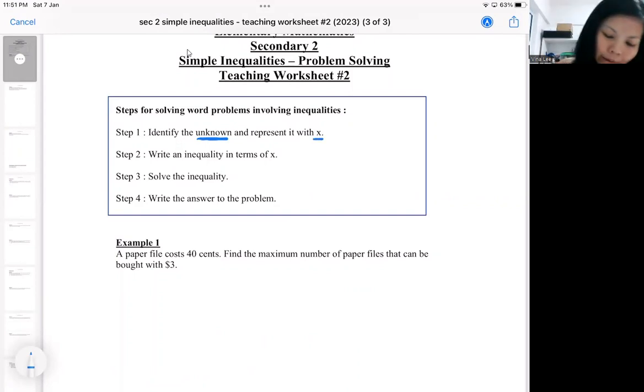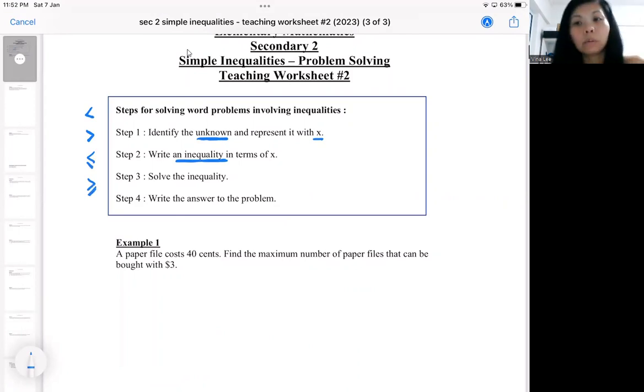And then you need to write the inequality in X. Of course, in the first teaching worksheet, we already learned these few symbols. So your inequality can involve any of the symbols, but there will be some keywords that you will need to know. Other than the usual more than or less than, the more confusing terms will be wording like at least.